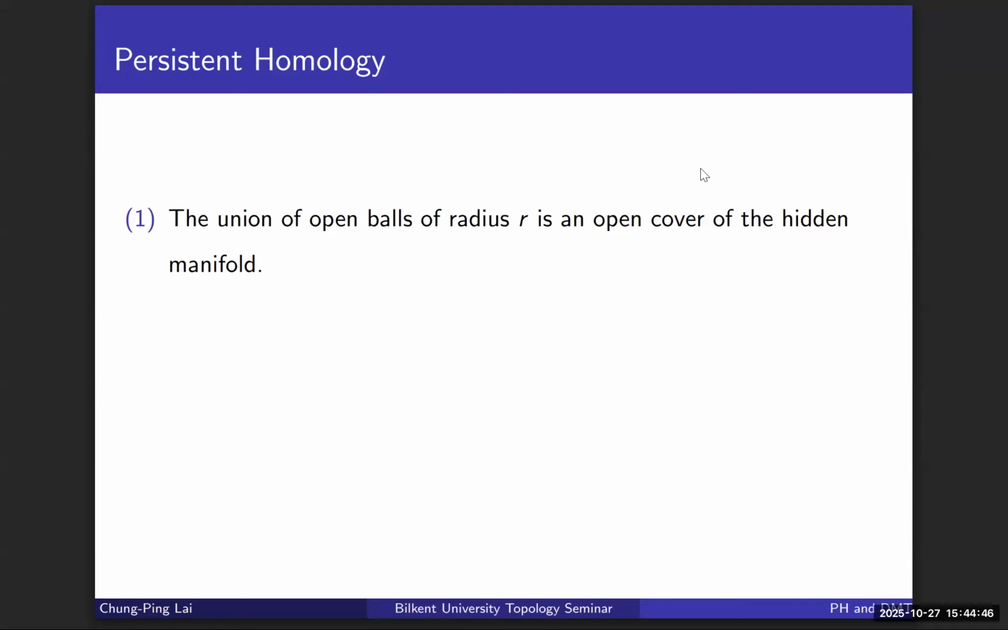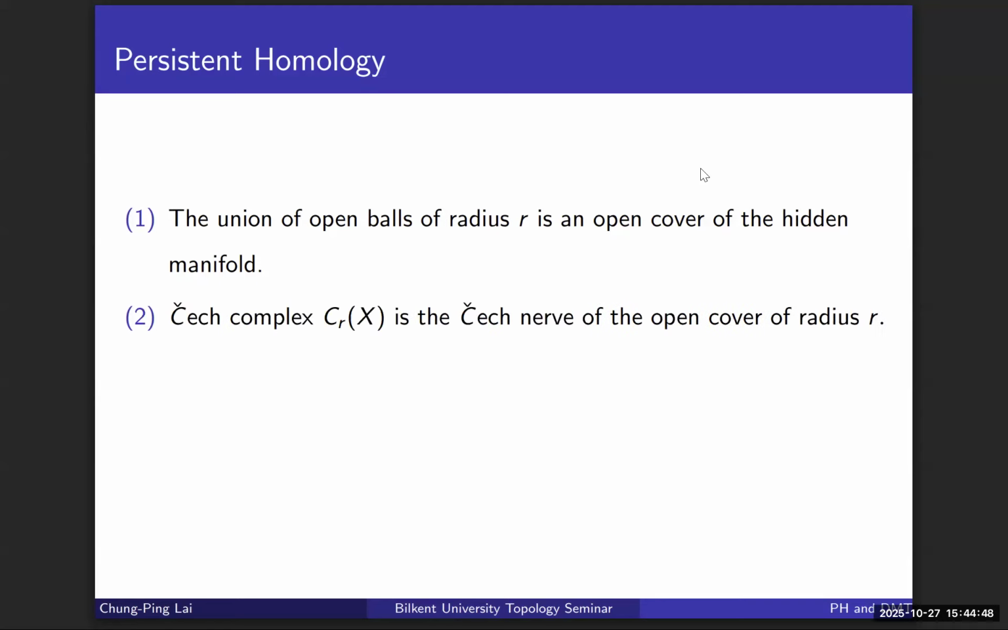And then once you have a lot of these open balls, the next tool you want to use is the Čech complex, which is the Čech nerve of the open cover. In other words, once we have chosen a radius, and we have a lot of open balls, if we assume it to be an open cover, we can construct the Čech nerve of the open cover, which is a simplicial complex, which we call the Čech complex.